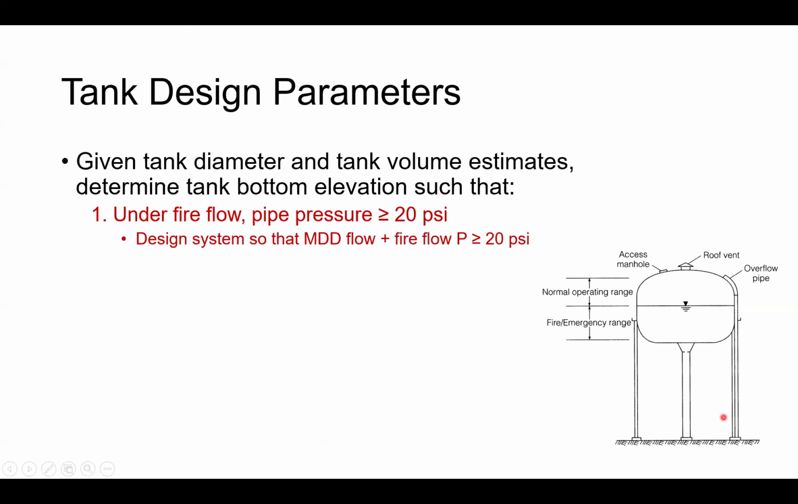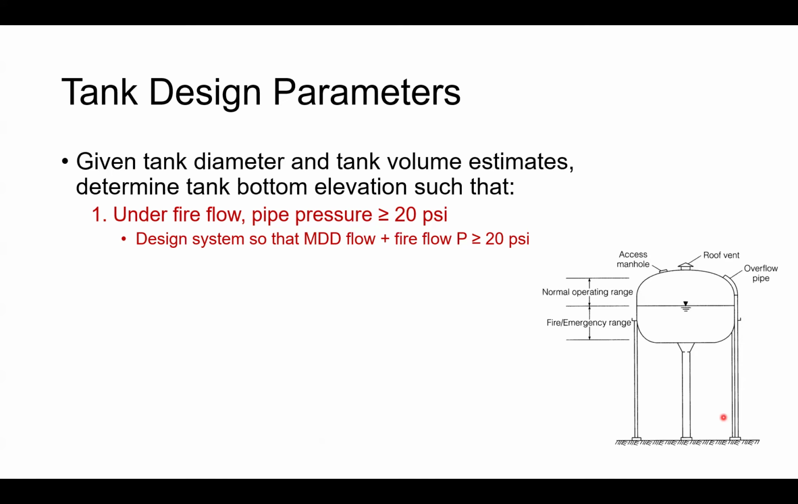So here are the scenarios that you're going to use to design this tank. And there's three of them. The first one is maximum daily demand flow. So high flow demand. And then we also have fire flow. So what we're trying to do is say, okay, how high does this tank need to be so that we have sufficient pressure in the system, greater than or equal to 20 psi at all the nodes in the system.